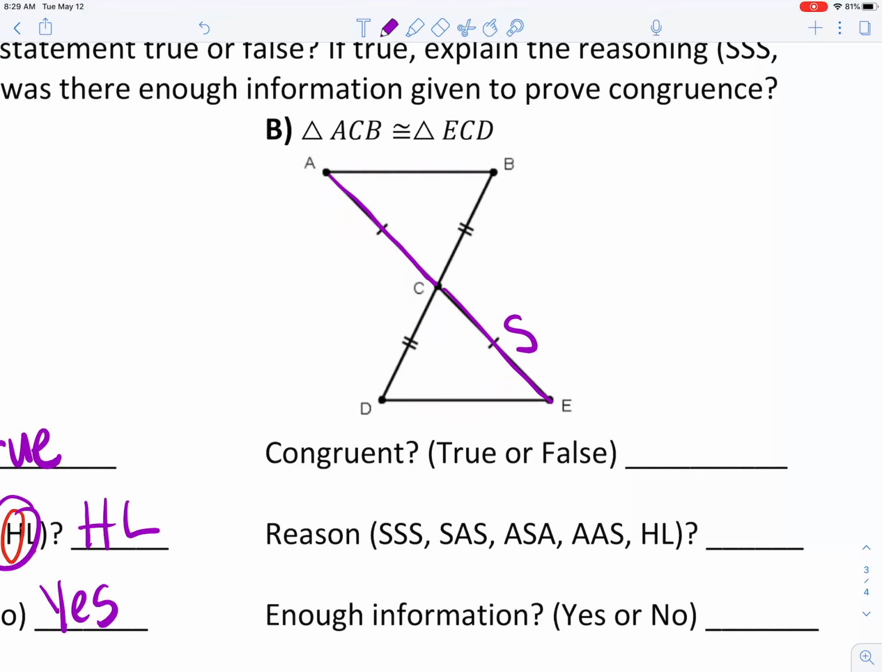Let's see. I see that this side AC is the same as side CE, so that's an S. Okay, I also see that we have side DC is the same as side CB, so that's another S. So we have an S and an S. Let's see, if I wanted to prove side, side, side, I'd have to say that this side here and this side were the same, but we don't know anything about them. They're not marked. So it's not side, side, side. There's no right triangle given.